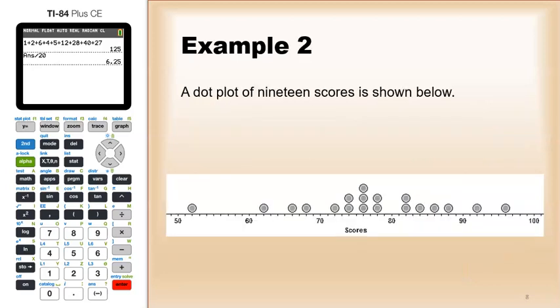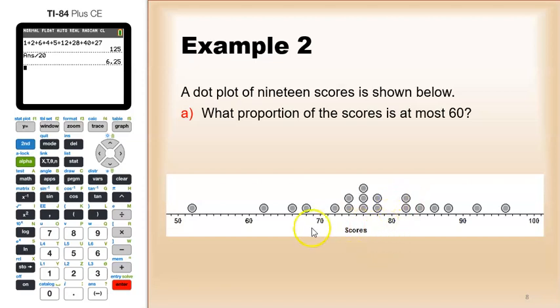Alright, here's another dot plot of 19 scores. First question, what proportion of scores are at most 60? So again, you look at this graph, you look to see where 60 is. At most means 60 or less. So when I say at most 60, I'm looking for dots that are in this area right here, which is 1. So the proportion, there are 19 dots overall. 1 in the 19 is at most 60.